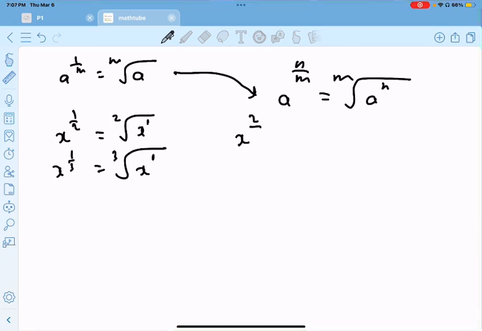Let's say we have x to the power 2 over 3. So the top number will become the power inside the root, and then the bottom number will come outside the root and become 3, okay? That's how we do that.